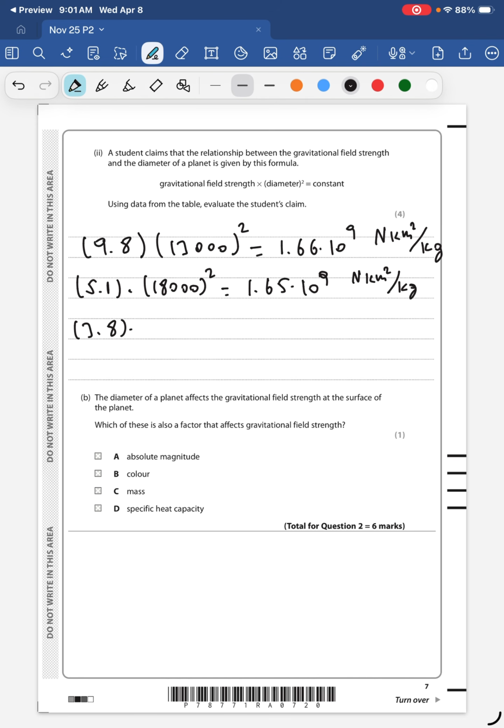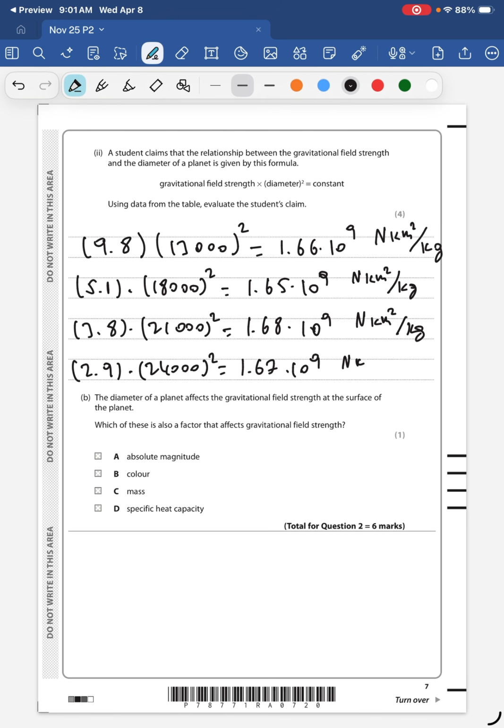The third planet, 3.8 times 21,000 squared, gives us 1.68 times 10 to the 9 newtons kilometers squared over kilograms. And for the last planet, we have 2.9 times 24,000 squared, which gives us 1.67 times 10 to the 9 newtons kilometers squared over kilograms. So the student is right. You can see that the value is constant, but you have to be careful.